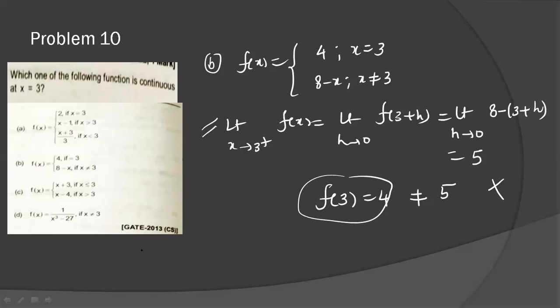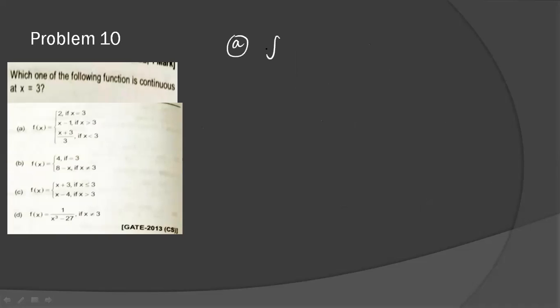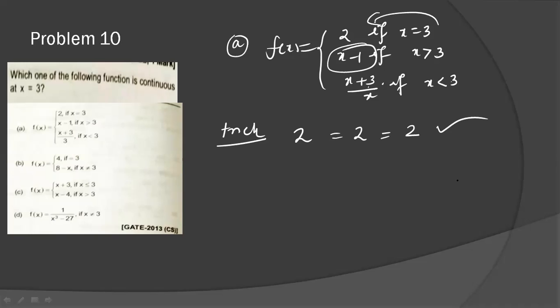What about A? What about the A part? If you see the A part, fx is given to you as 2 if x equal to 3, x minus 1 if x is greater than 3, and x plus 3 upon 3 when x is less than 3. I told you the trick. By the trick only, put x equal to 3 everywhere. You will get 2 here, 2 here, and 2 here. It means LHL, RHL and the function value are the same. The function is continuous at x equal to 3.